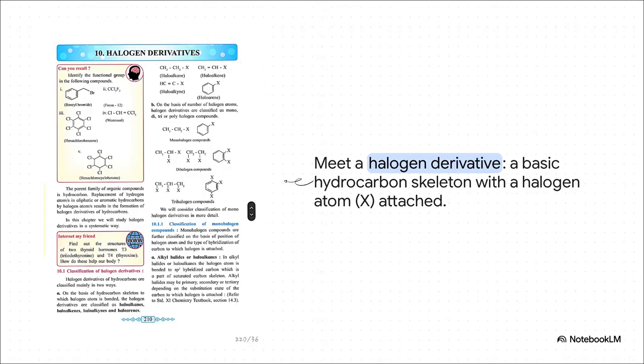Chemists even have a little shorthand for this. You'll often see a diagram of a hydrocarbon with the letter X stuck to it. That X is just a placeholder. It can stand for any of those halogens we just mentioned. And it's that one little addition, that X, that really gives this entire family its uniquely reactive personality.